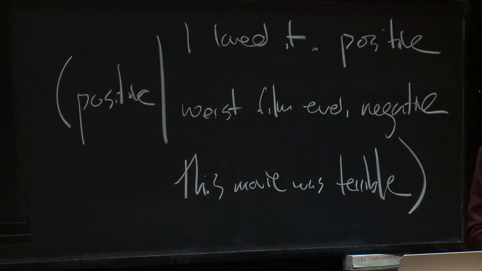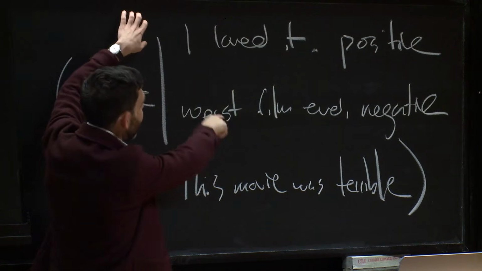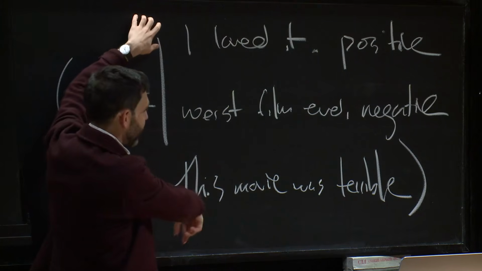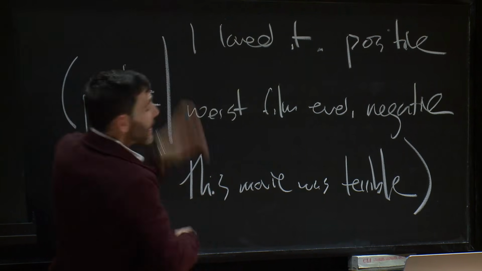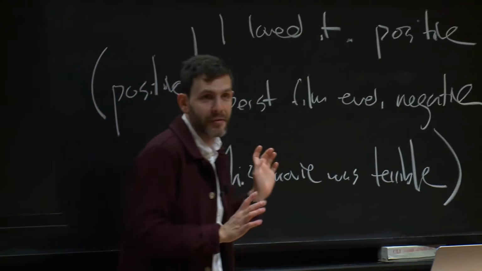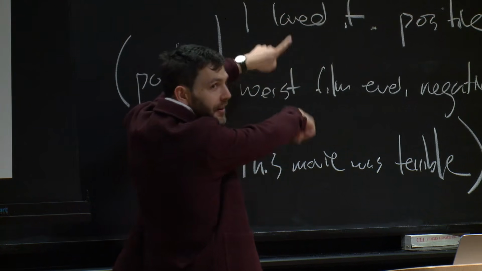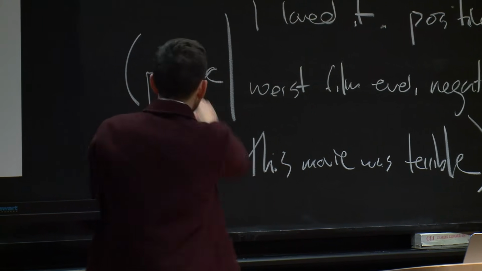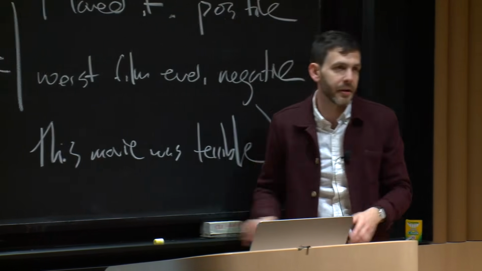Now, if you imagine coming across this page on the internet somewhere that said, "I loved it, positive; worst movie ever, negative; this movie was terrible," and I asked you to guess what word was going to come next. With reasonably high probability, you should assume that the next word is either going to be positive or negative, and given that these labels seem to actually match the sentiment of the text that comes before them, you might even guess that positive is going to be low probability here, and negative is going to be high probability here.